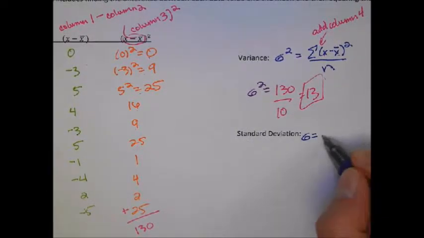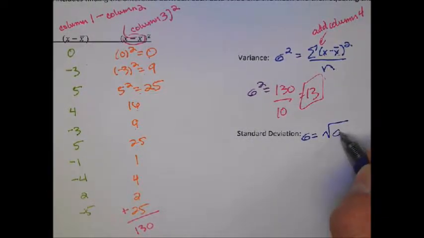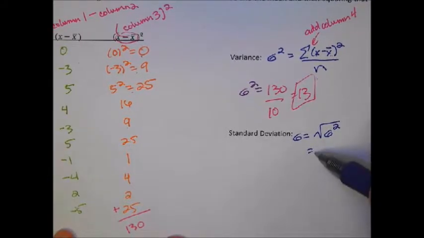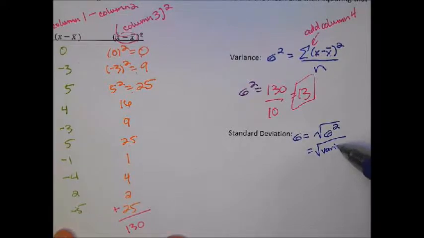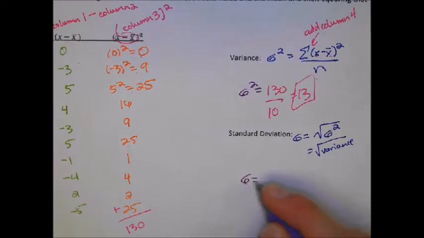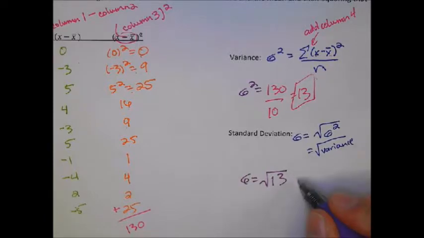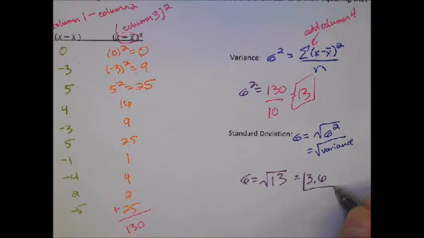And then standard deviation is the square root of sigma squared. Or we could think about it as the square root of the variance. What was our variance? 13. And go ahead and plug that into your calculator and we get 3.6.